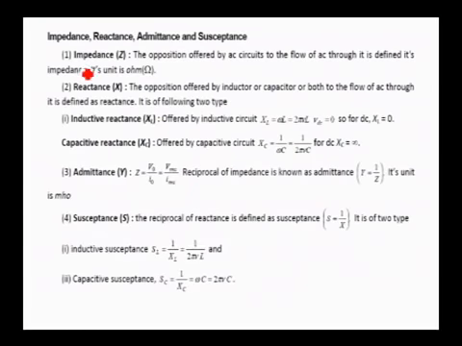Other quantities are impedance. Just like we have resistance in DC circuits, we have impedance. This is the opposition offered by the AC circuits to the flow of alternating current. That is called impedance. Even the unit for impedance is the same, ohm.